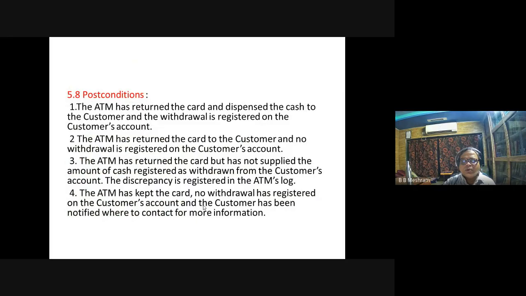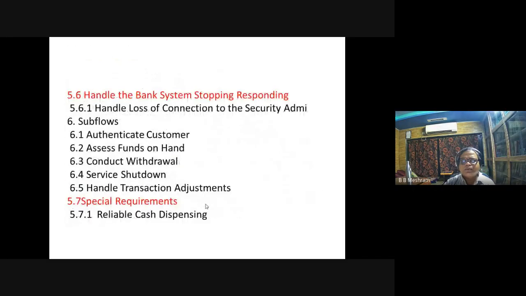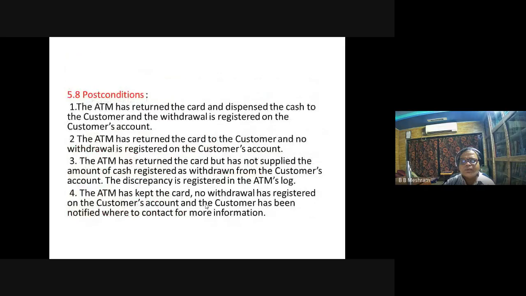So after this, whenever all these things are handled, basic flow and alternative flow, the withdraw amount use case will be executed, and the ATM machine will dispense the cash, and then the system will be in the post condition. That is, the ATM has returned the card and dispensed the cash to the customer, and the withdrawal is registered on the customer's account. The ATM has returned the card to the customer, and no withdrawal is registered on the customer's account.